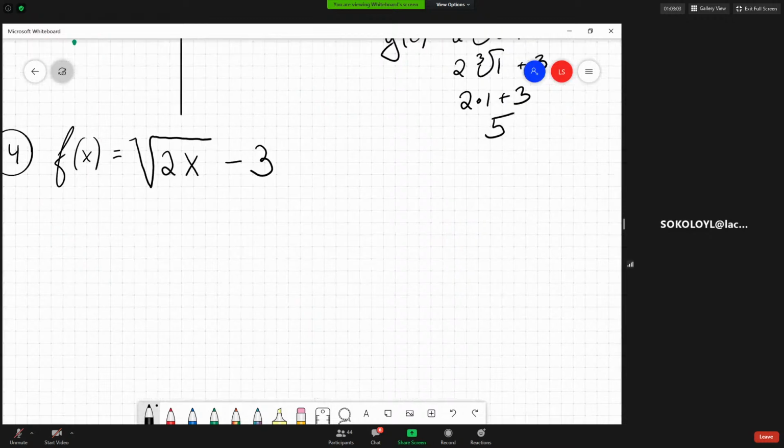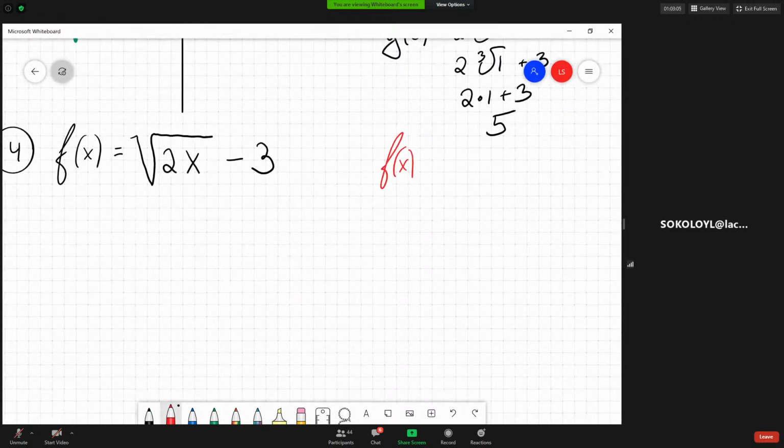I would start by saying the parent function is the square root function, and we would then do our transformations in the following order. We would first replace x with 2x, and then we would subtract 3 from the resulting function.